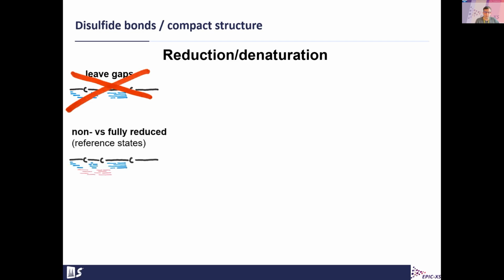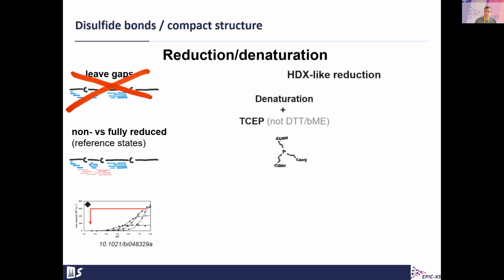The best way is to compare the non-reduced and then the fully reduced state. So you perform the reduction before the analysis. Then the structure, of course, is not native. This is not the state which you want to evaluate from the structural point of view, but just analytically. And then this shows you at least which peptides are generated if the protein is completely reduced. And once you have these two controls, you can go to HDX-like conditions.